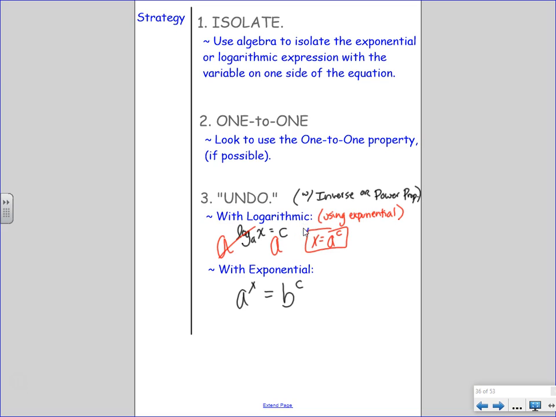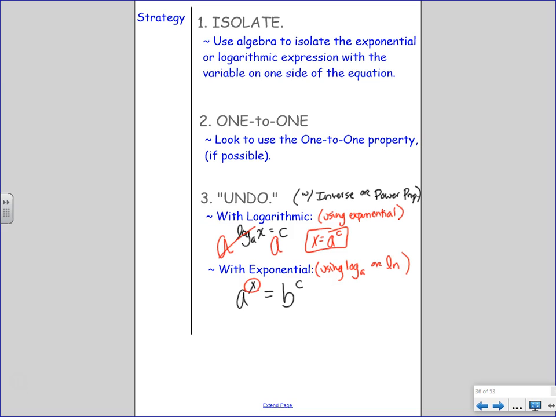Who are we ultimately going for? Who are we trying to solve for? We're trying to solve for x. C is just a constant, so he's okay, he's just a number. I'm going to say using logarithms, I'll say log base a, or ln. Using log base a or ln.